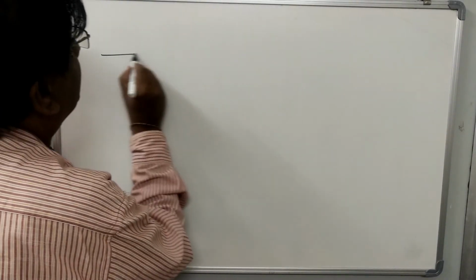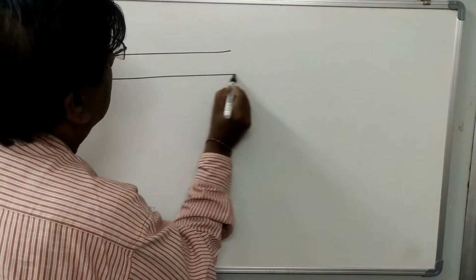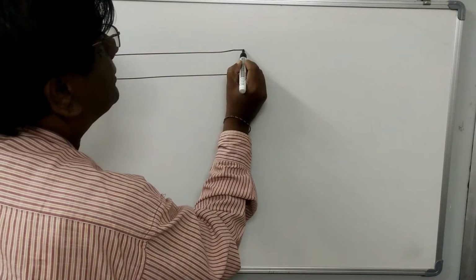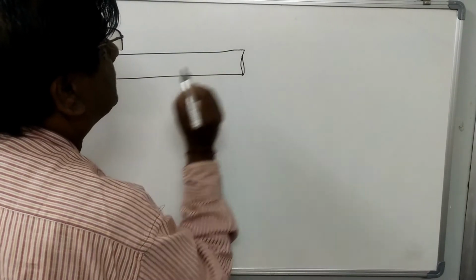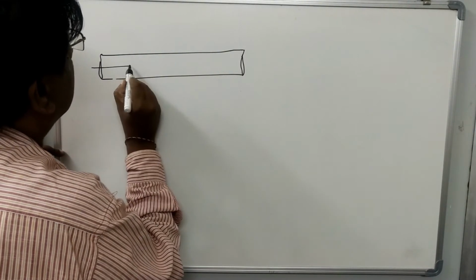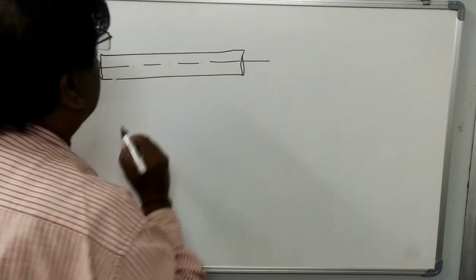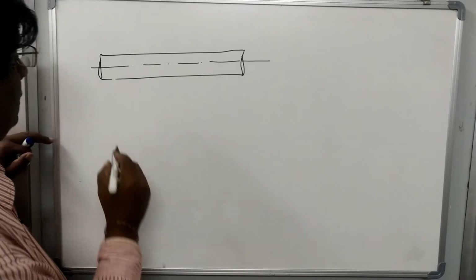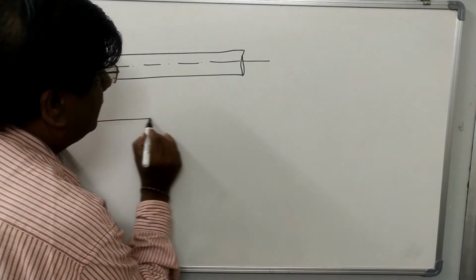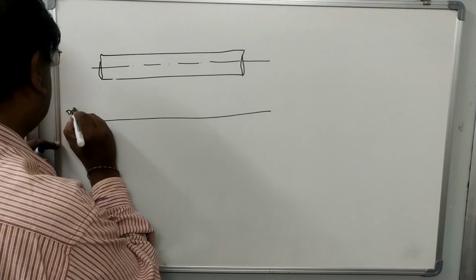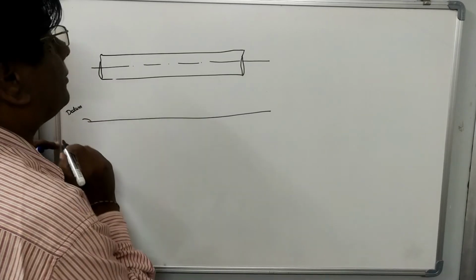Okay, let us take a pipe. This is a pipe. This is the cross section. This is the center line of the pipe. So let this be the datum.